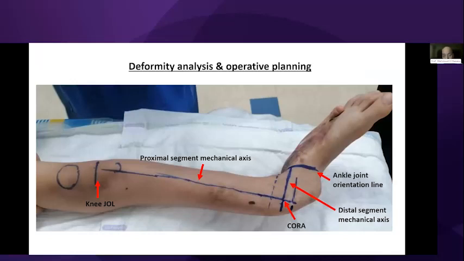Deformity analysis and operative planning. We usually do these lines intraoperatively under imaging. We can see here the joint orientation line of the knee and the joint orientation line of the ankle perpendicular to it, distally. And there is a CORA at the distal tibia with the angulation anteromedially of about 90 degrees.